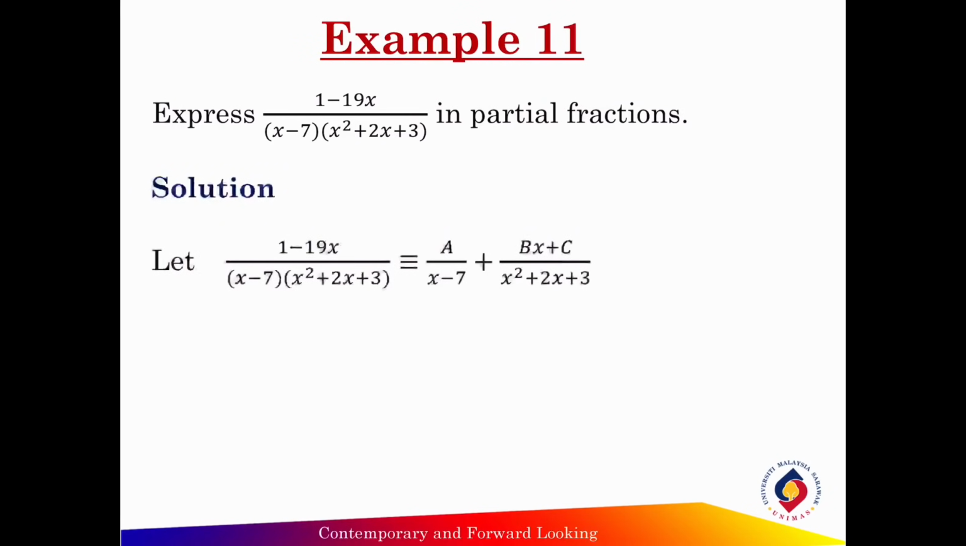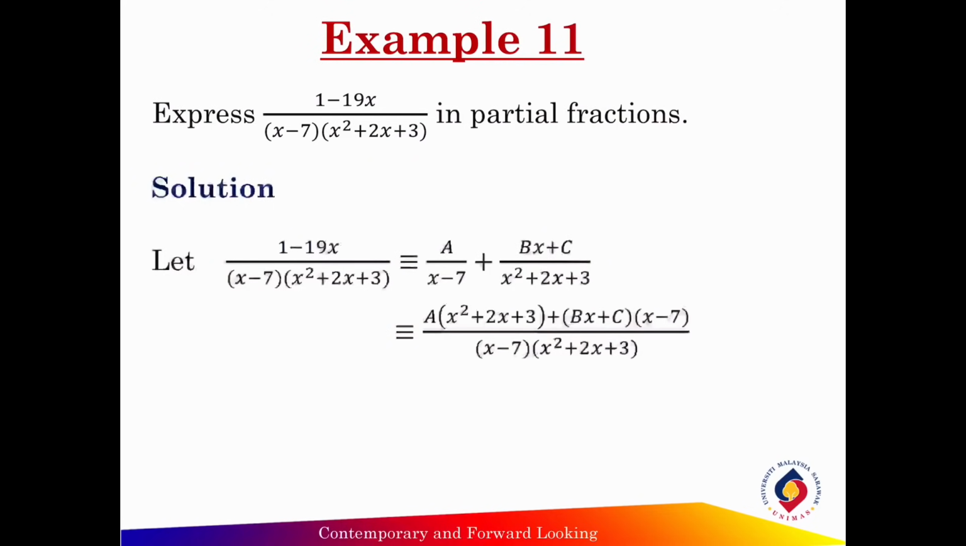Let (1 - 19x) over (x - 7)(x² + 2x + 3) equal A over (x - 7), because x - 7 is linear, so we use a constant for our numerator, plus (Bx + C) over (x² + 2x + 3). Our denominator factor here is a quadratic, so we have to use a linear for our numerator.